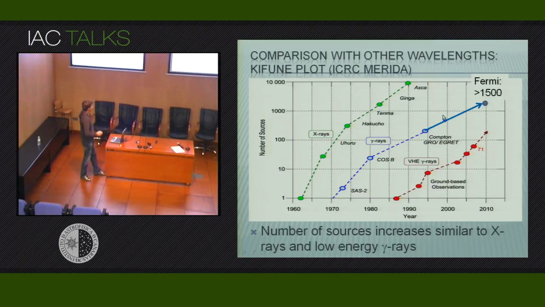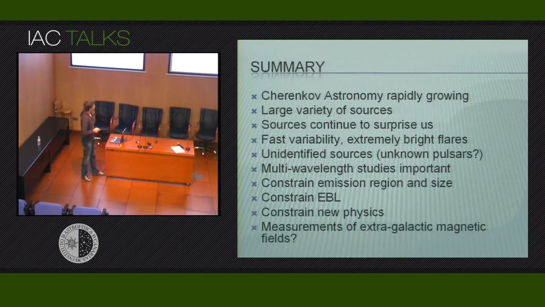We need these multi-wavelength studies. We need to work together with lots of other telescopes, and we can constrain very strongly the region and size of the emission region, the extragalactic background light, and maybe even new physics. We are on the verge of doing that, and maybe soon also the extragalactic magnetic fields. And the future is bright. We are working to build another even larger array, but we are going to have a talk about that by Irene, hopefully in February. Thank you.